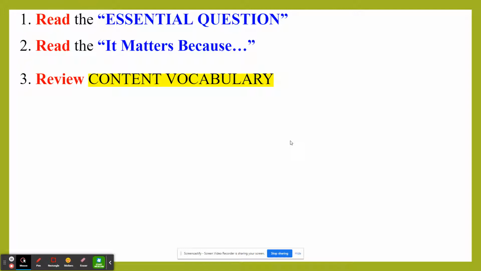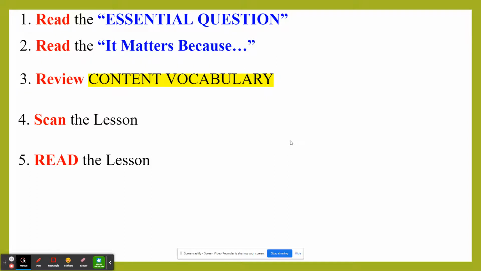Step number 3, I want you to review the content vocabulary. Every lesson is going to have anywhere from probably 2 words to maybe 10 content vocabulary words that we need to focus on that is U.S. history content related, okay? Step number 4, you're going to scan the lesson, and simply all you're going to do is scan through the lesson, going from page to page, looking at the pictures, the bold main headlines, the highlighted words, looking at the maps, just to kind of get your brain connected to some of the things that we're going to get into.